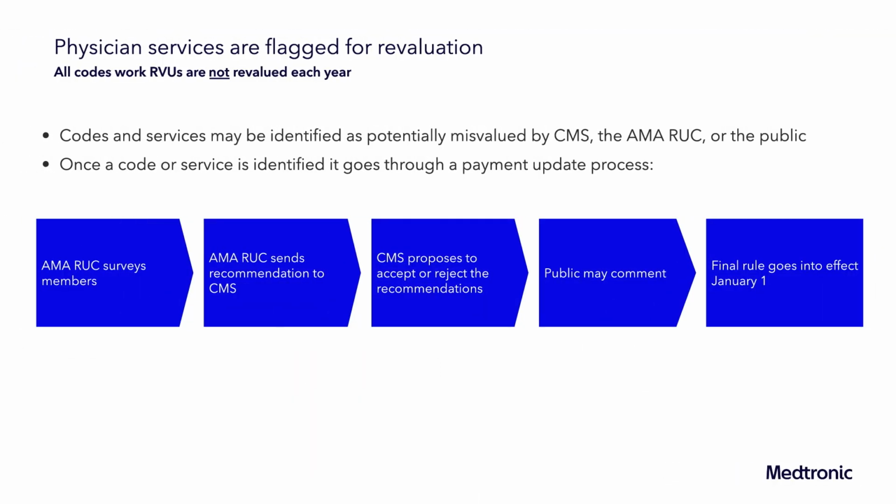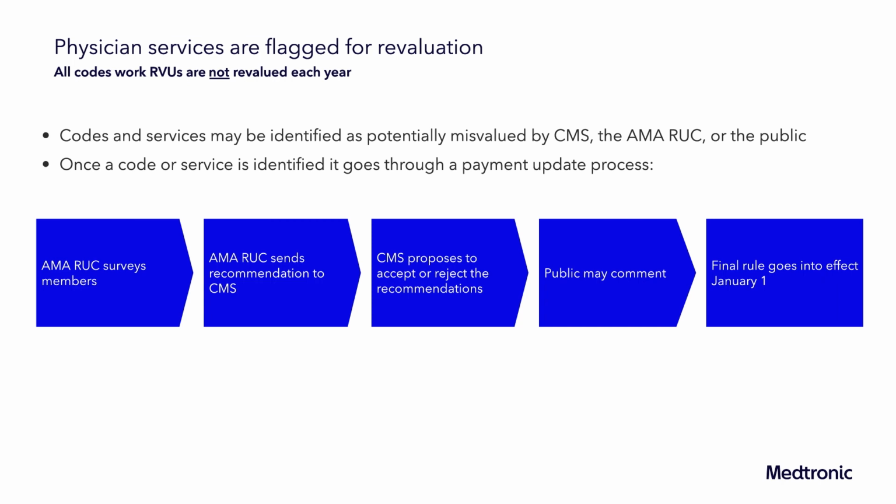Codes and services may be identified as potentially misvalued by CMS, the AMA-RUC, or the public. To be identified, there must be evidence showing change in the code or service, such as change in physician work time, billed with another code 75% or more, change in site of service, high volume growth, etc. Once a code or service is identified, it goes through a payment update process. The AMA-RUC will revalue by surveying their members and determining a recommendation. The AMA-RUC sends the recommended valuation to CMS.